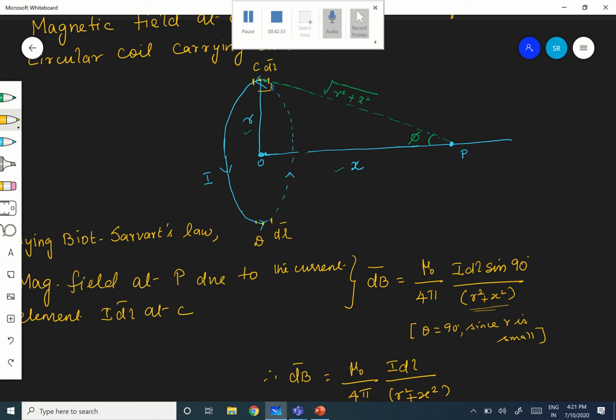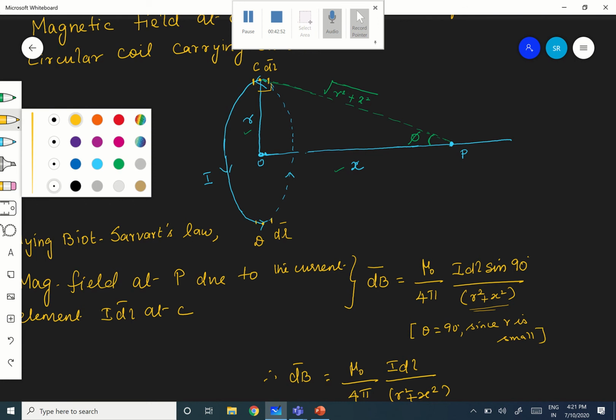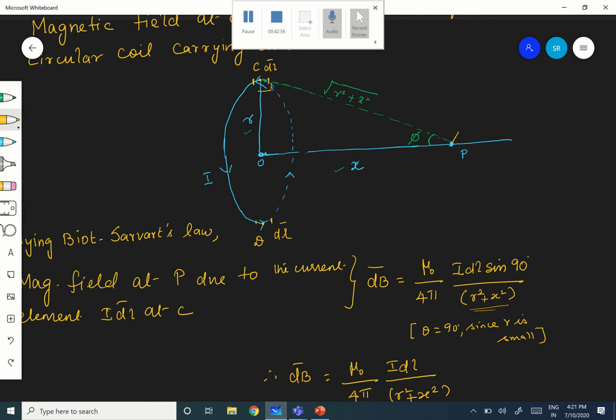DL and R are already perpendicular. That is why theta is equal to 90. Therefore, your dB should be perpendicular to the plane containing DL and R. Okay, let me use some other, this should be in this direction, inward. Actually, are you following? It is inward. I cannot draw that like that.